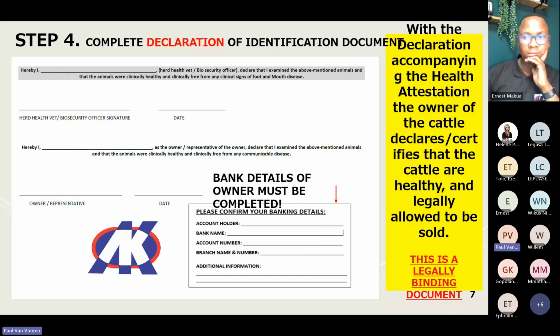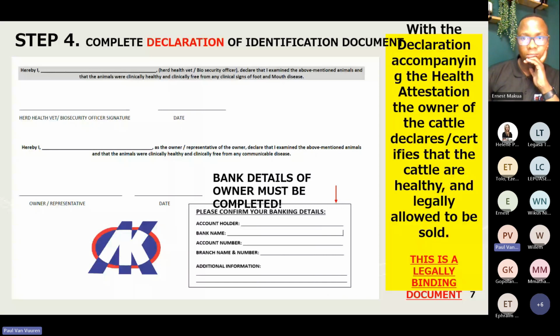Some farmers get a vet to sign it, but at the auction, if the animals climb off at the auction, the biosecurity officer will sign it after they've inspected the cattle, and then the owner also must sign it that the information is correct on that health declaration. That's all actually what it says.